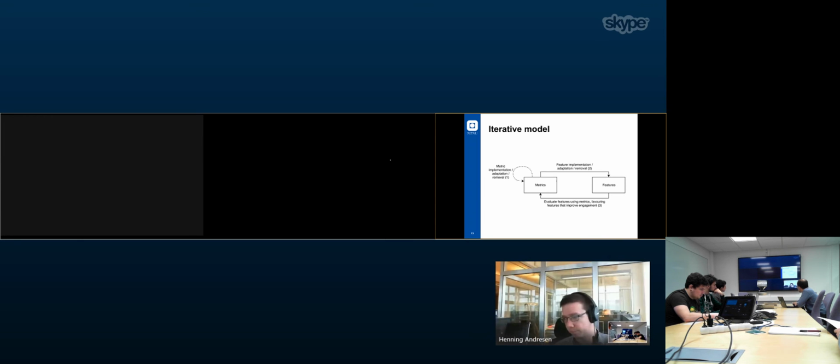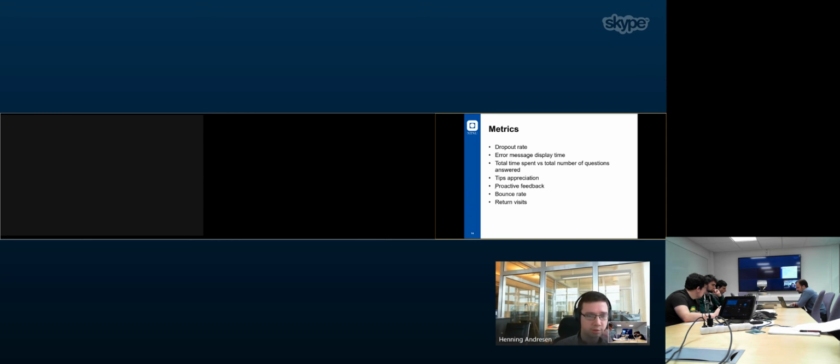So this is the model they used for visualizing the implementation of the metrics and evaluating it, and removing or adapting metrics and features based on the metrics that you receive back over time. Some of the metrics they used are dropout rate, error message display time, total time spent versus total number of questions asked, tips, appreciation, corrected feedback, bounce rate, return visits. So they used a website for this.